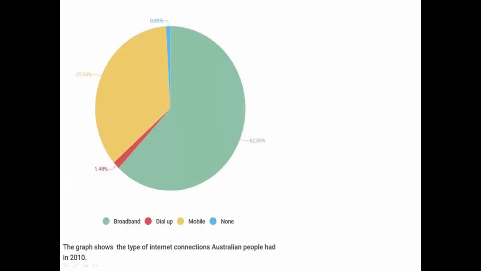Next we'll look at the pie chart. So pause the video again and analyze this pie chart. So the date is 2010. It's not over time. They're not showing 2 different dates or 3 different dates. It's just one date. Title is the type of internet connection, so it's the kind of internet connection.